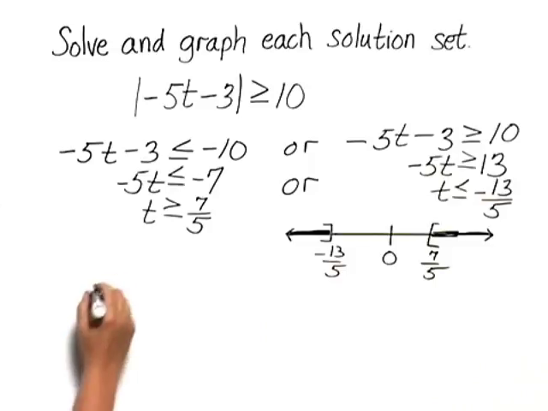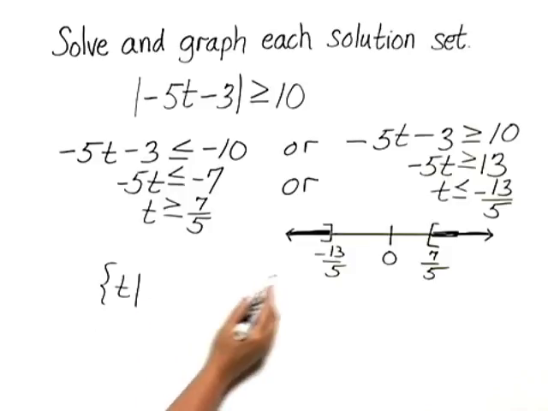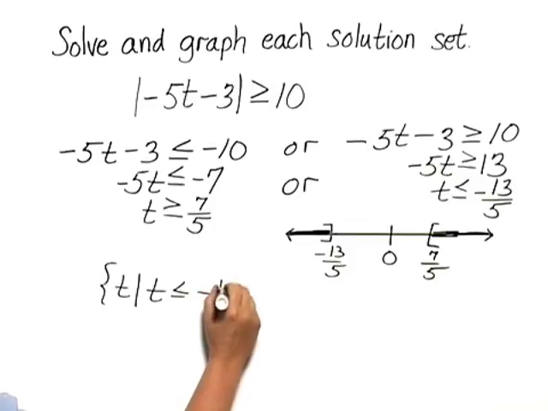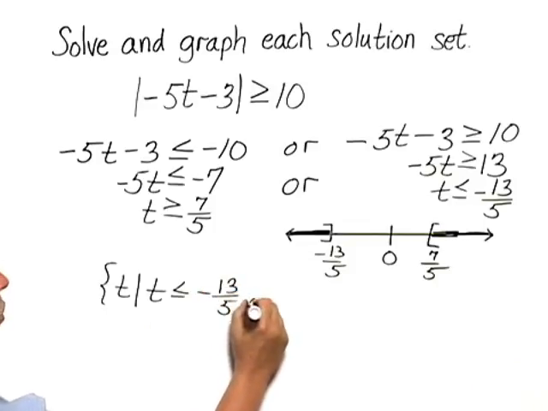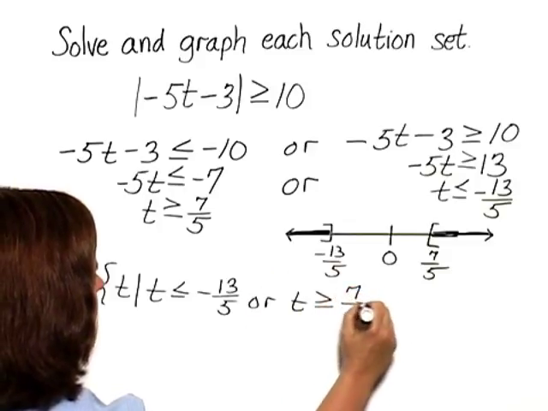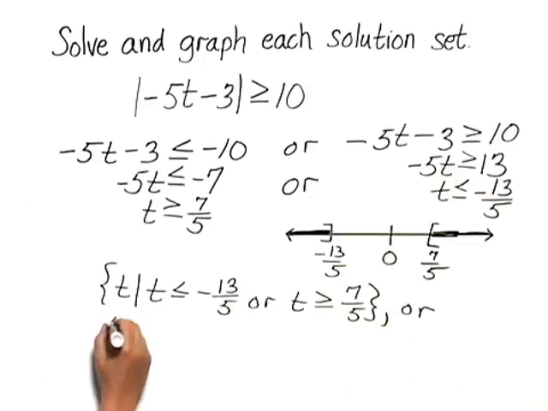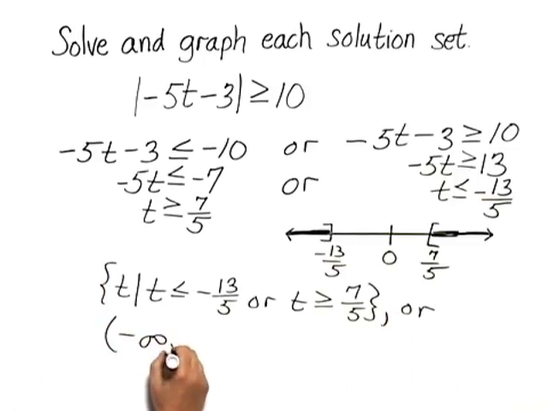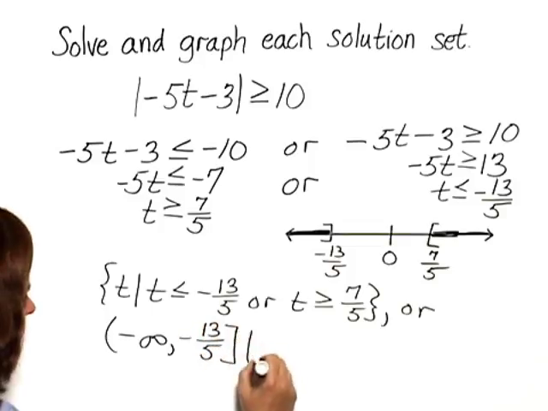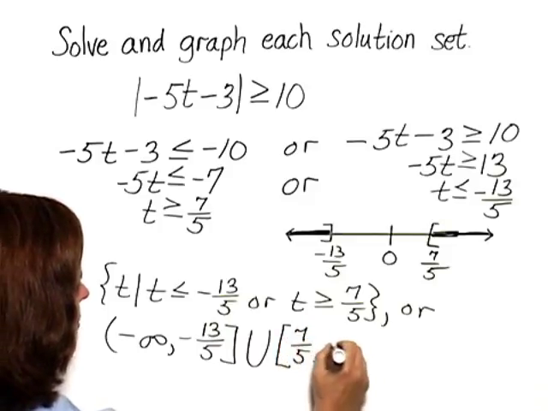So the solution set written in set builder notation is the set of all t such that, and I'll write this part first, t is less than or equal to negative 13/5, or t is greater than or equal to 7/5. Or I can also write that in interval notation as the interval from negative infinity to negative 13/5 union the interval from 7/5 to infinity.